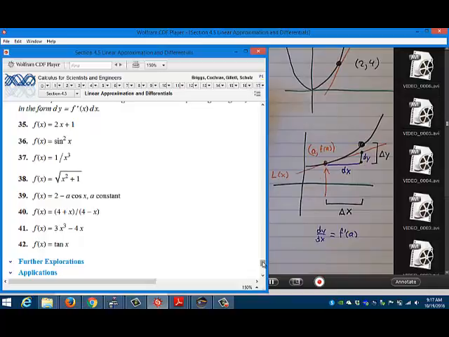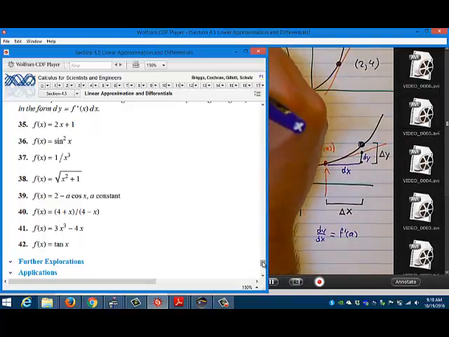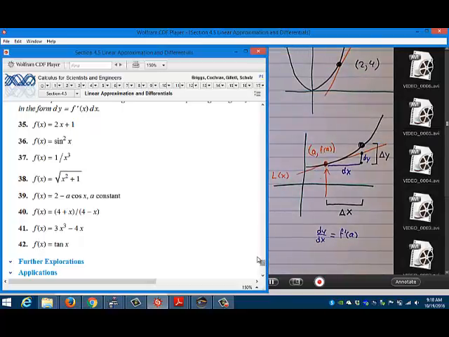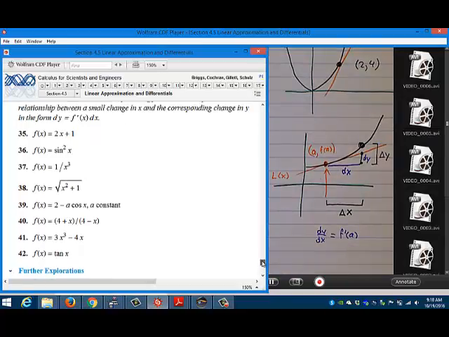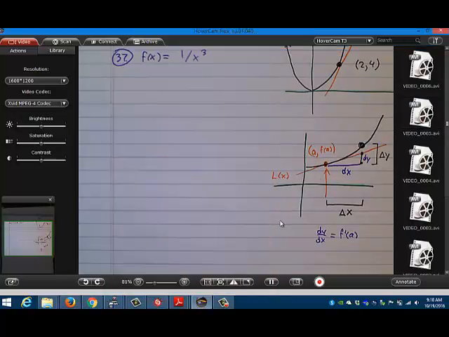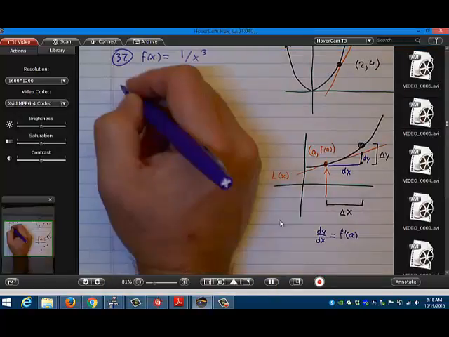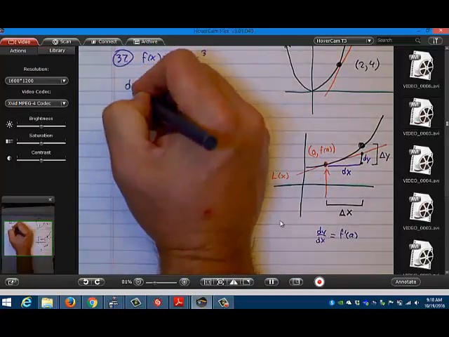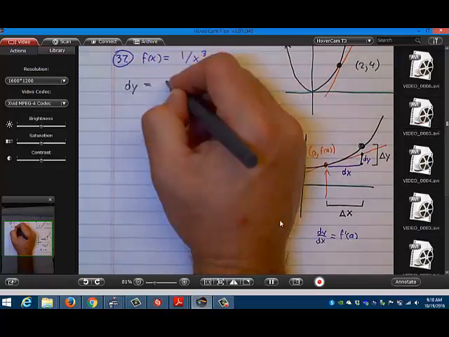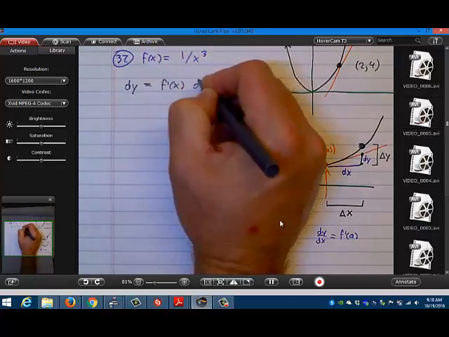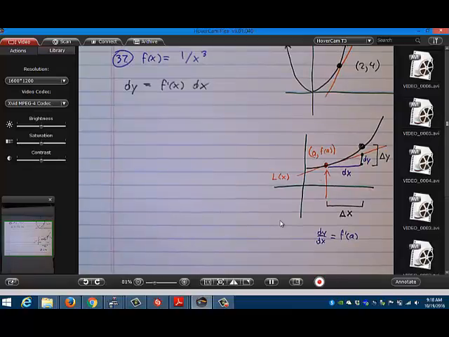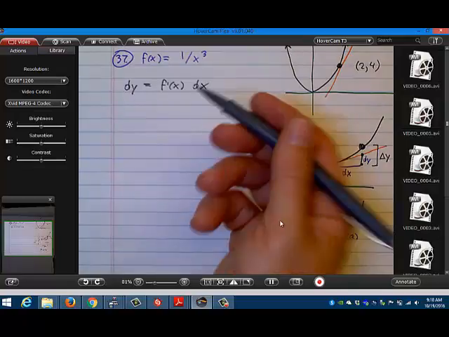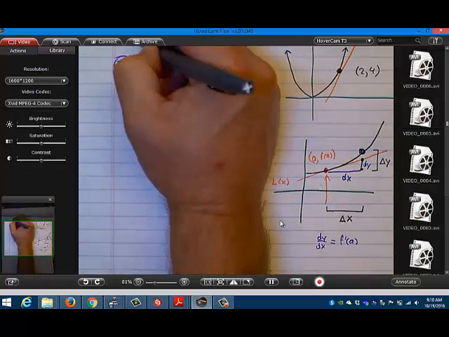Problem 37 is f of x equals 1 over x cubed. It says we want to express the relationship using differentials, okay? So my final answer here is going to be dy equals f prime of x dx. That's how we're going to write it. Okay? Of course, where's that coming from? That's coming from dy dx is f prime of x.